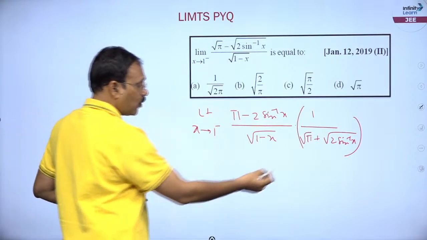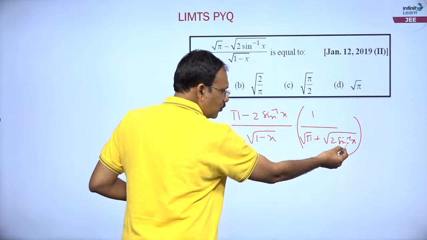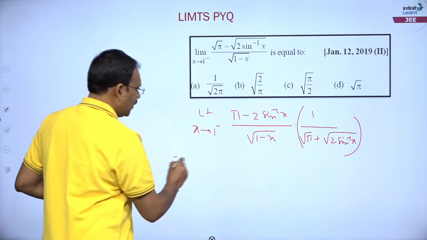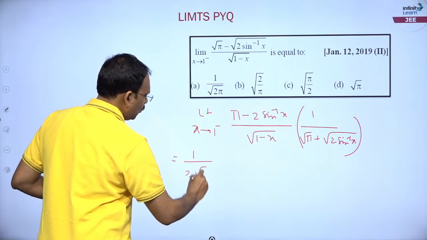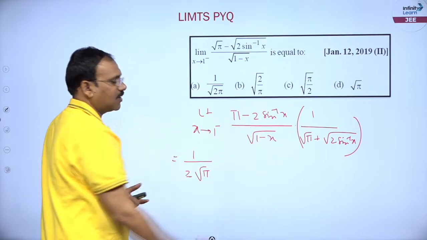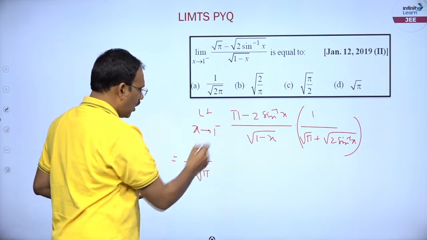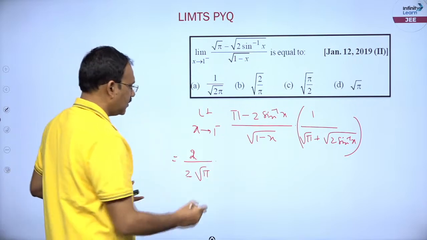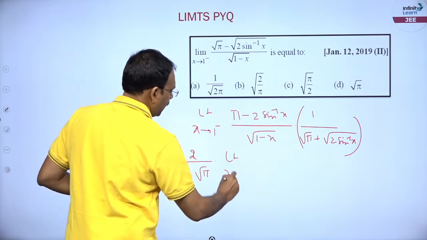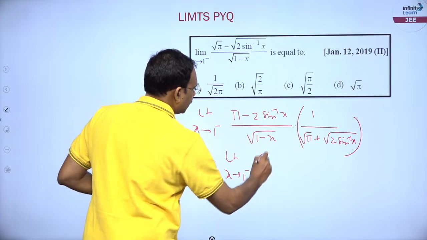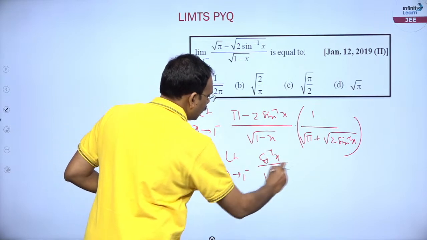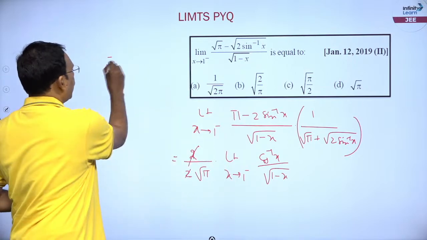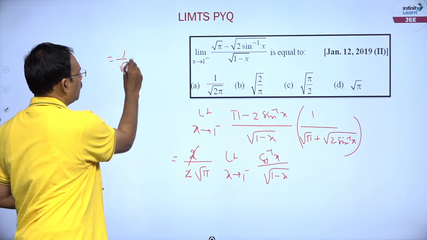But as x tends to 1, this becomes pi by 2. So this becomes root pi plus root pi, 2 root pi. This can be taken out, 1 by 2 root pi, my dear students. This can be taken out. If you take 2 common here, pi by 2 minus sin inverse x is cos inverse x. Limit x tends to 1 minus cos inverse x by root of 1 minus x. Now this is going to be, friends, let me write here 1 by root pi.